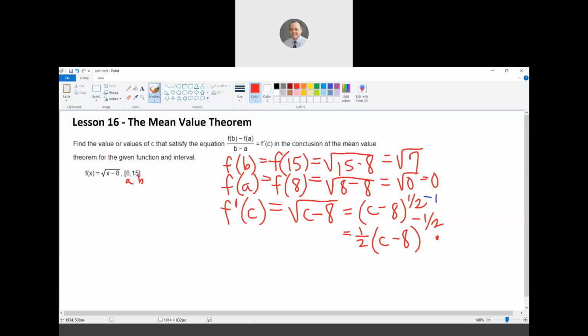And we need to use the chain rule as well. So we take the derivative of c minus 8. Well, the derivative of c is just like the derivative of x. That's 1. And the derivative of negative 8 is 0. Now, let me bring down our equation, and let's plug everything in.